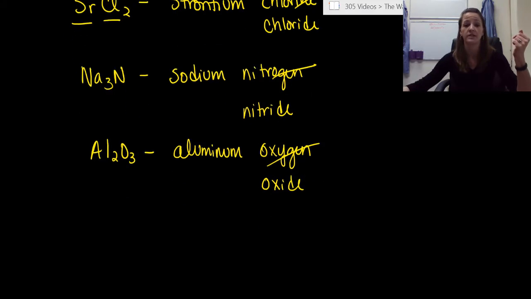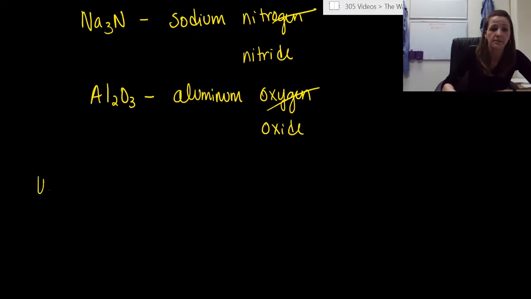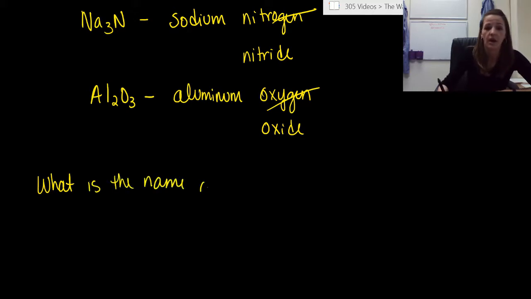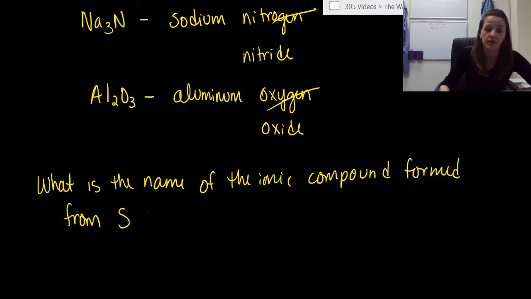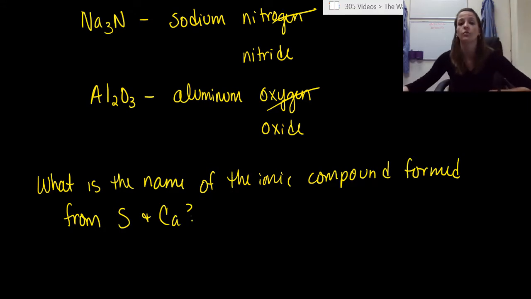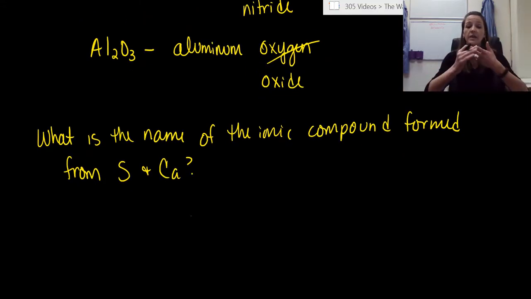All right, so now I'm going to throw an exam question at you. What is the name of the ionic compound formed from the reaction of sulfur and calcium? Okay, so write out your equation, then decide what the charges are. Is it an anion or cation? Then put it together, determine what the ionic formula is, and then name that thing. Actually decide what the nomenclature is. Long process. You can do it.